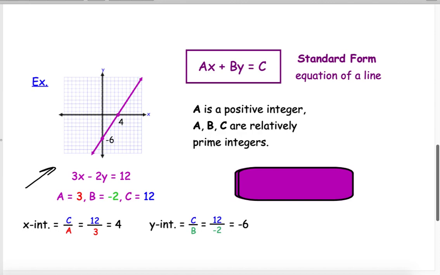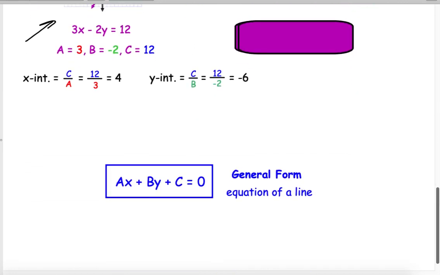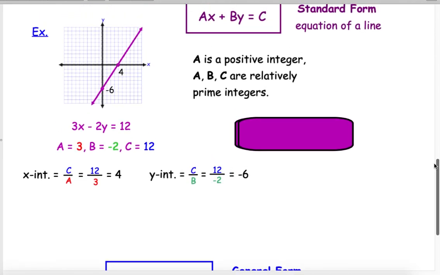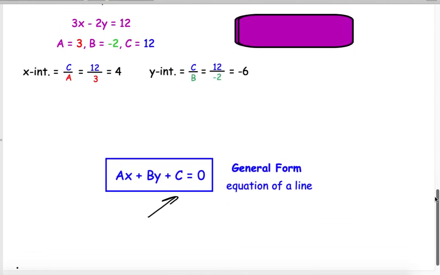Some books use the standard form in some of their problems, and some texts will use what's called the general form. The only difference is where the constant is at. So in the standard form, the constant, if I can fit them, no, can't fit them on the same screen. In the standard form, the constant is on the right side of the equal sign by itself. And in the general form, it's over with the x and y variables.